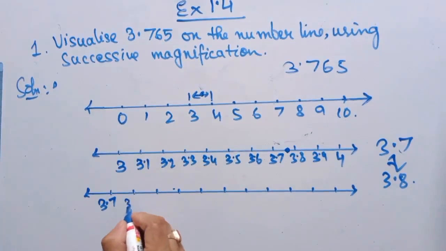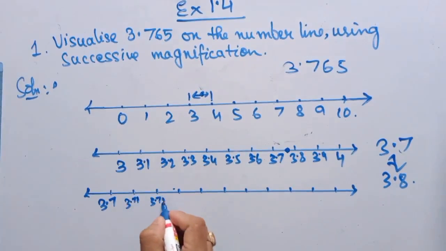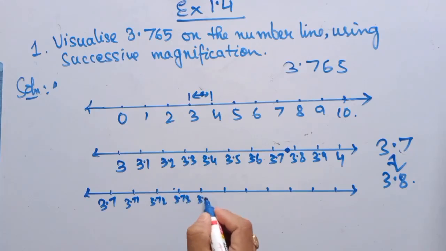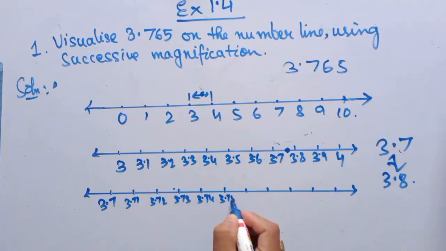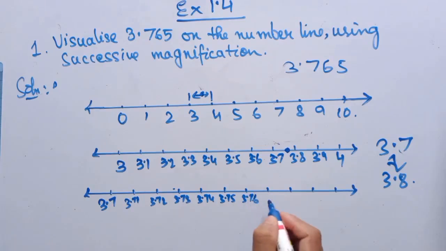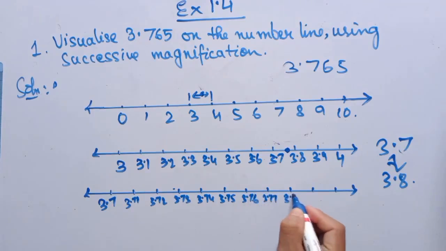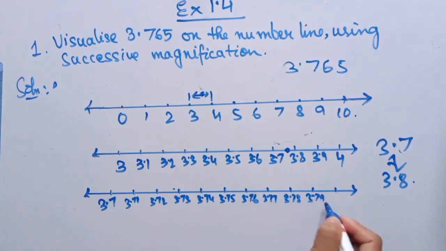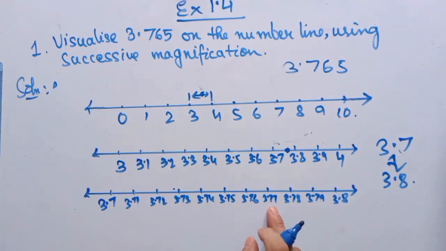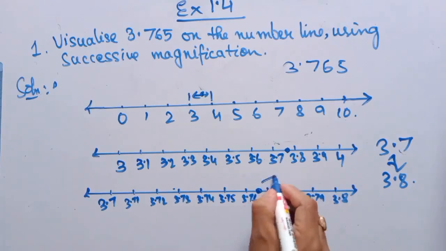So 3.7, 3.71, 3.72, 3.73, 3.74, 3.75, 3.76, 3.77, 3.78, 3.79, and 3.8. So again, we observe that this number 3.765 will lie somewhere between 3.76 and 3.77. Somewhere here. Let me mark here the number 3.765.